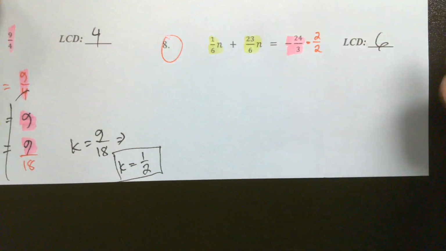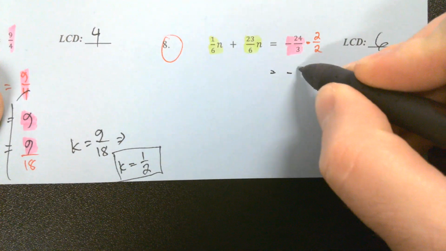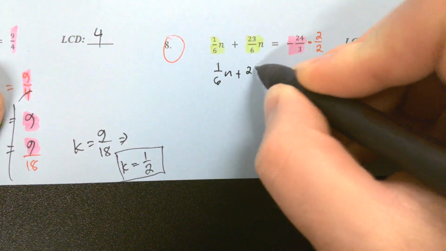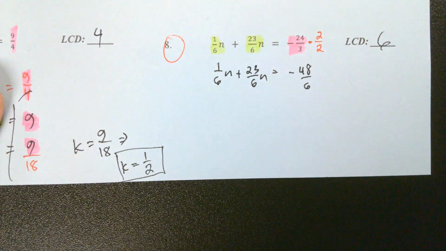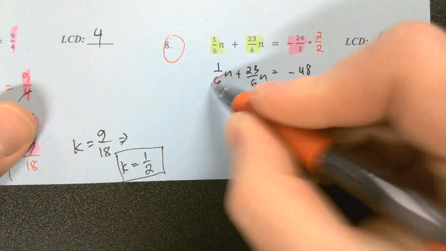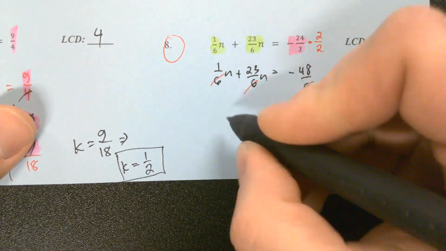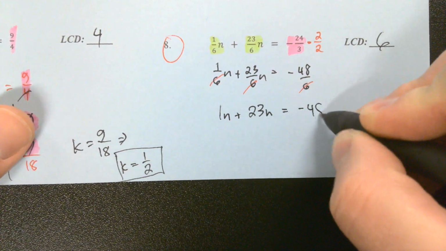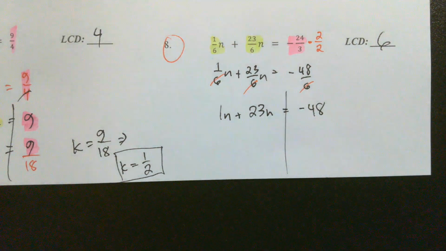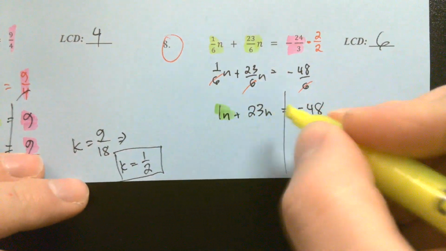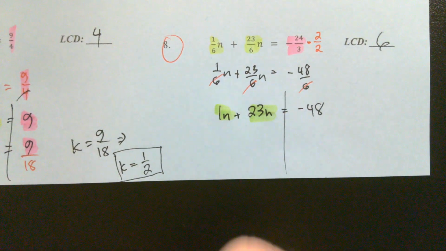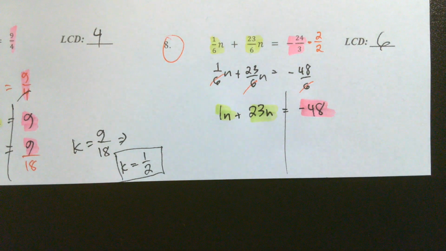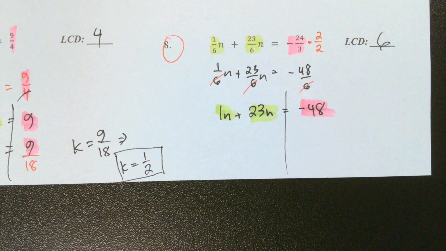All right, so this turns into what? -48/6? Good. I've got all 6's on the bottom. I'm going to cross those out. And I'm left with 1n plus 23n equals -48. Again, variable term, constant term. What's my next step going to be? Anyone care to help me out with that?